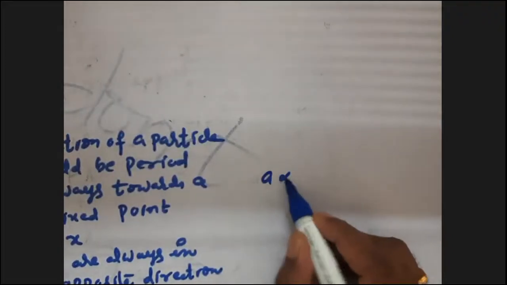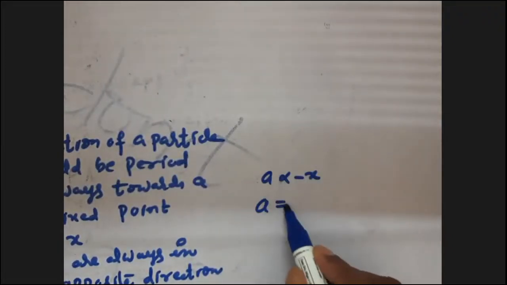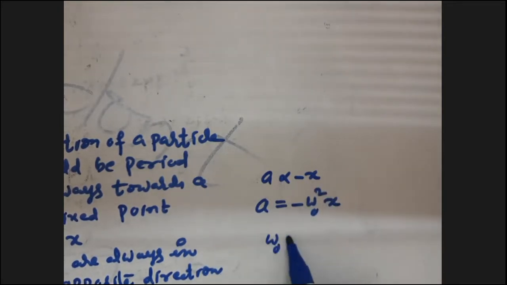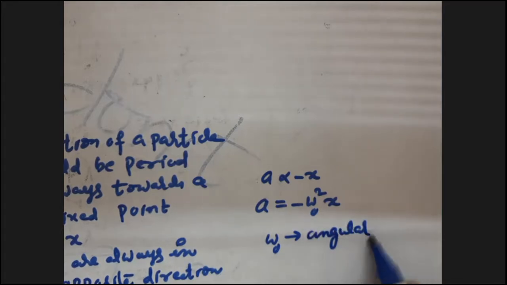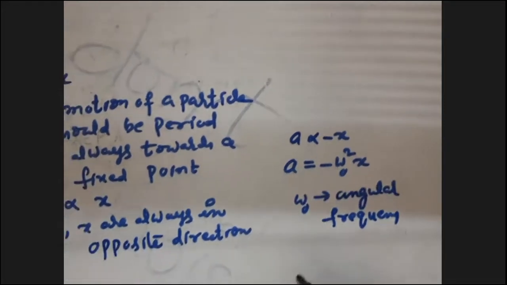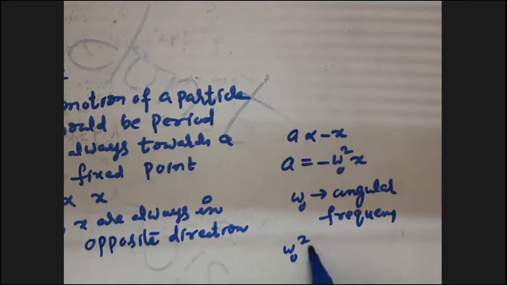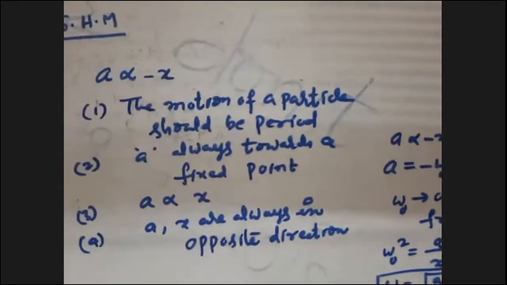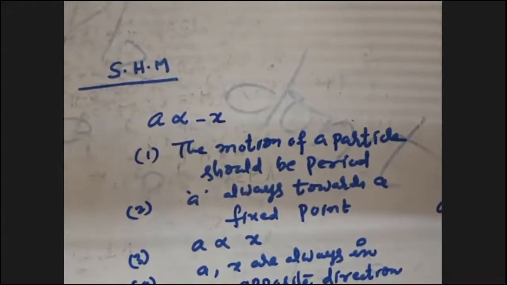Okay, so from this, a is directly proportional to minus x, a is equal to a constant, minus omega naught square x, where omega naught is called the angular frequency. So from this, you can write omega naught square equal to a by x, omega naught equal to root of a by x. This is the expression for angular frequency.